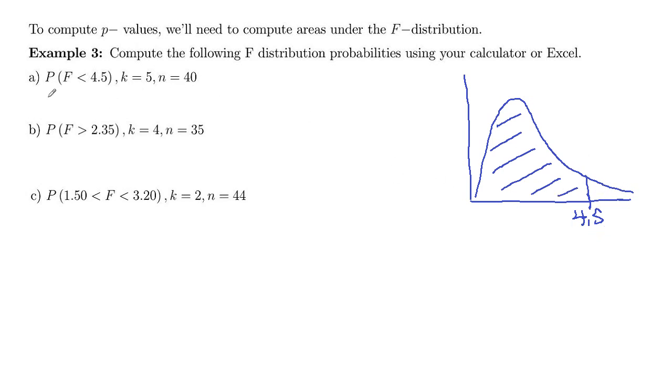So we first need our degrees of freedom here. So numerator degrees of freedom, V1, is k minus 1, so that's 4. Denominator degrees of freedom, V2, is n minus k, 40 minus 5, 35. So then our probability that F is less than 4.5.